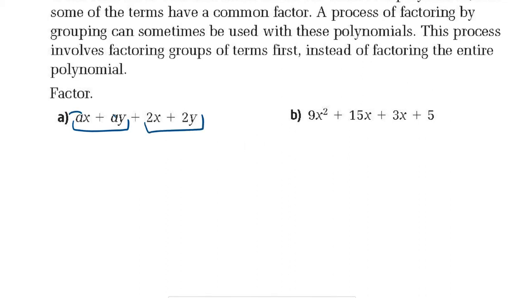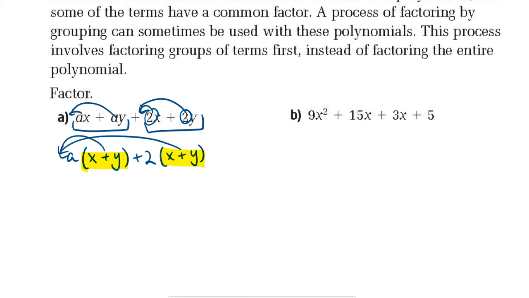We can factor out an a from the first pair. So a comes out: ax divided by a is x, ay divided by a is y, so plus y. We can factor out the 2 from the next pair: plus 2, 2x divided by 2 is x, and 2y divided by 2 is y. Then you'll notice we still have common expressions, x plus y, and those can be factored out as well. So in front, x plus y, and inside my brackets are the leftovers, a plus 2.